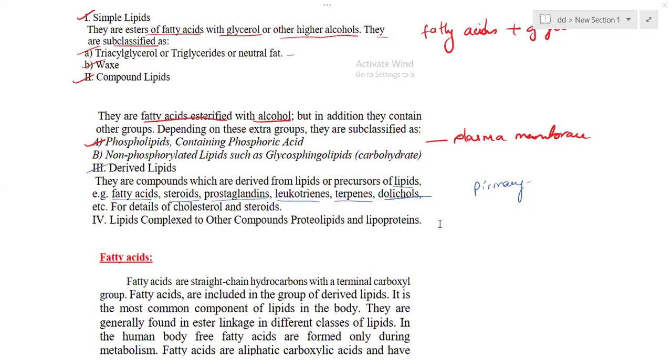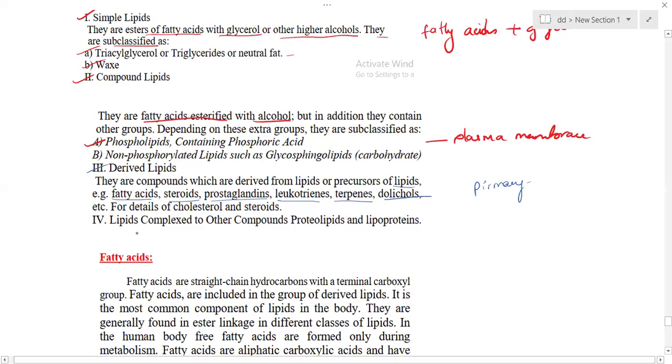So many plants produce secondary metabolites like gums, resins, even colors, and terpenes are also produced from plants. Most, about 90%, of the secondary metabolites are produced from plants only.